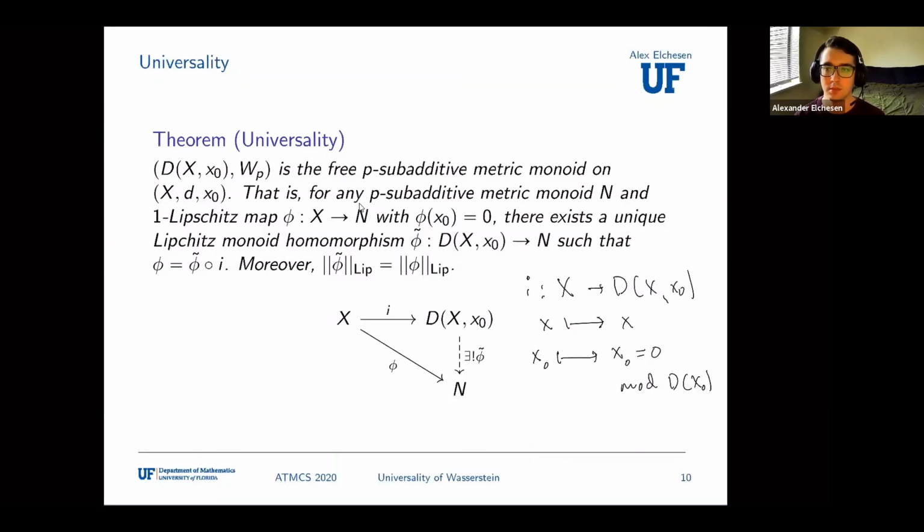It's a nice mix of category theory and metric structure. Yeah, we're combining algebraic and metric properties at the same time. Thanks.